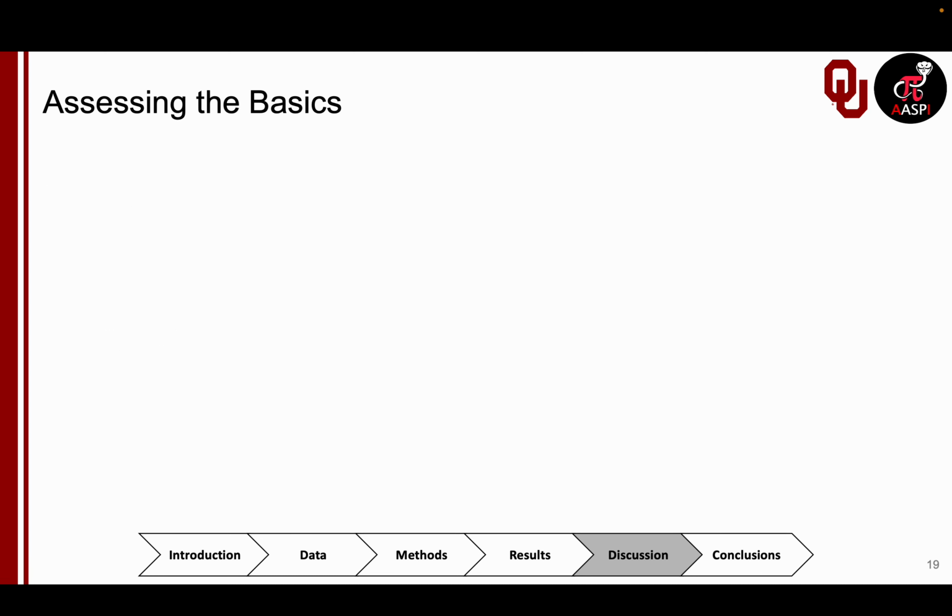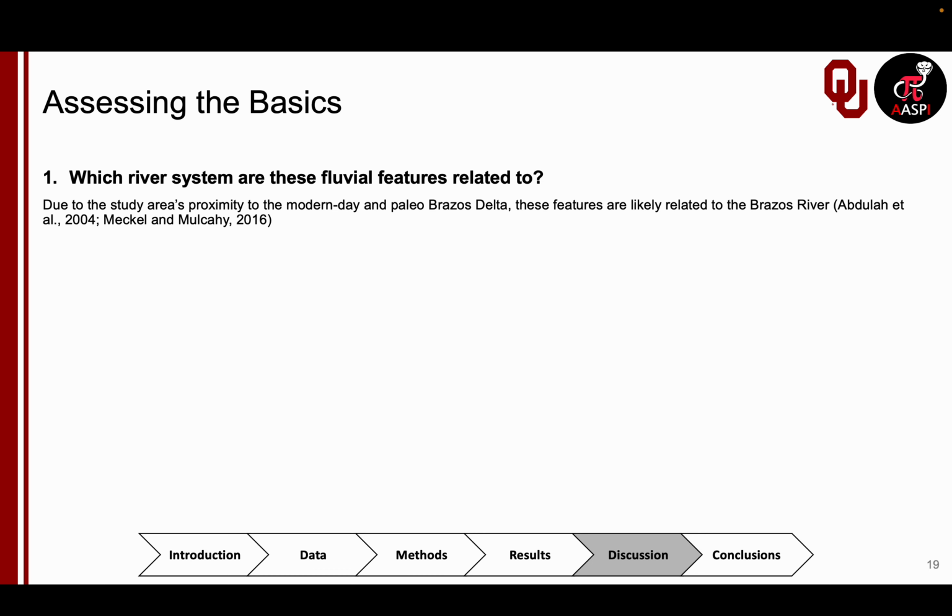Okay, so I'm showing you all of these fluvial features along these unconformities, and there's a lot of just basic questions hanging out here, just simple things to be answered. So the first question being, which river system are these fluvial features related to?